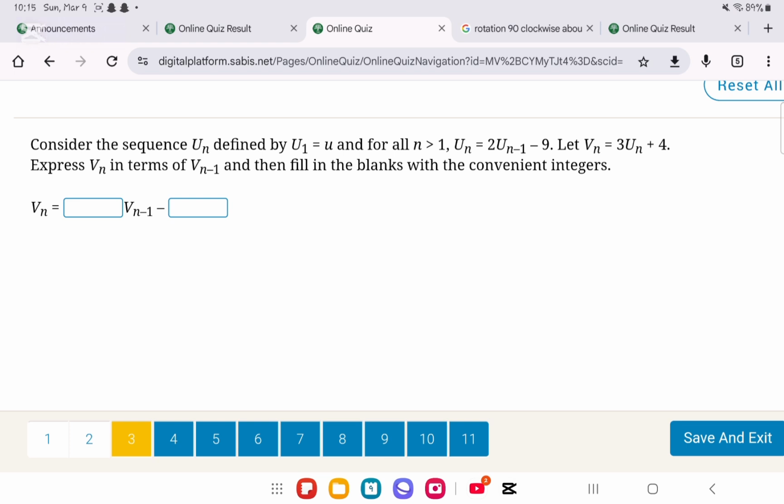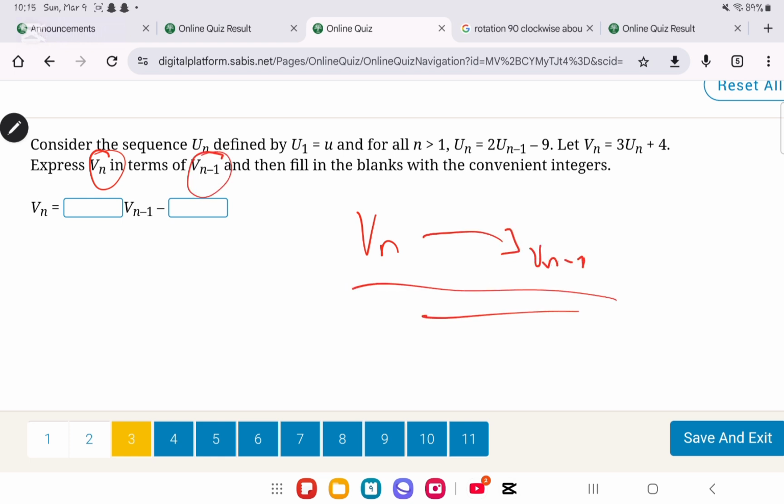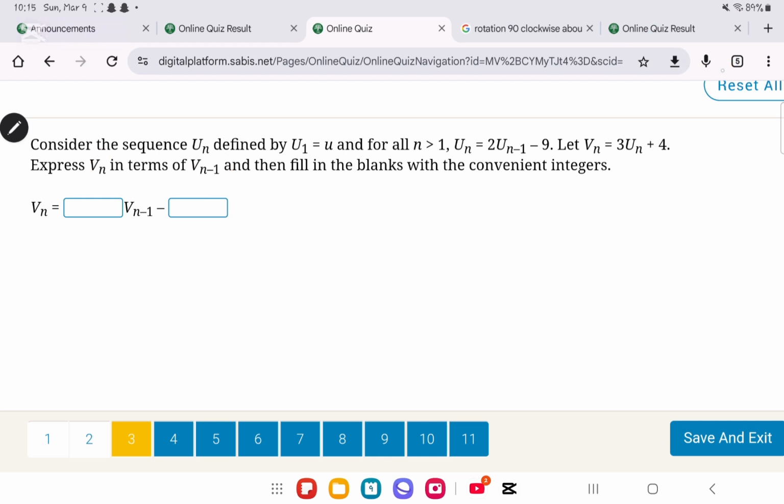So all of this is just like big amount of words. What you need to do is you need to understand what they want. There's no need to read it all. You just need to understand what they want. They said they need Vn in terms of Vn minus 1. Okay, so keep this in mind while we are solving. We need to find in the end Vn in terms of Vn minus 1. So we start with the given. Our given is Un is equal to 2 Un minus 1 minus n.